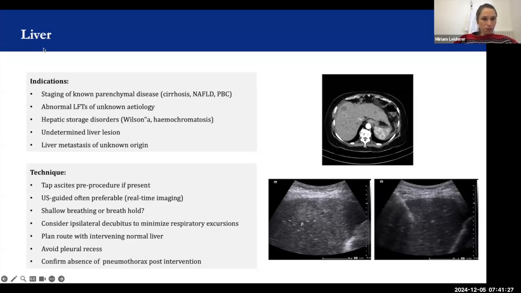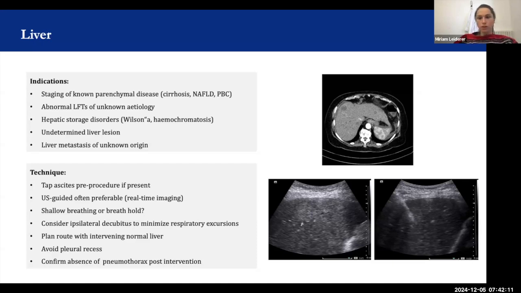Other indications for liver biopsy are undetermined liver lesions, of course, if we don't know what it is, especially if it does look malignant. And then for non-targeted liver biopsies, you can ask about the stage of a known parenchymal disease, like liver cirrhosis, non-alcoholic fatty liver disease, or PBC, or if you have abnormal LFTs of unknown etiology and there's no other way to find out what's wrong, then you can do a liver biopsy, or for hepatic storage disorders.